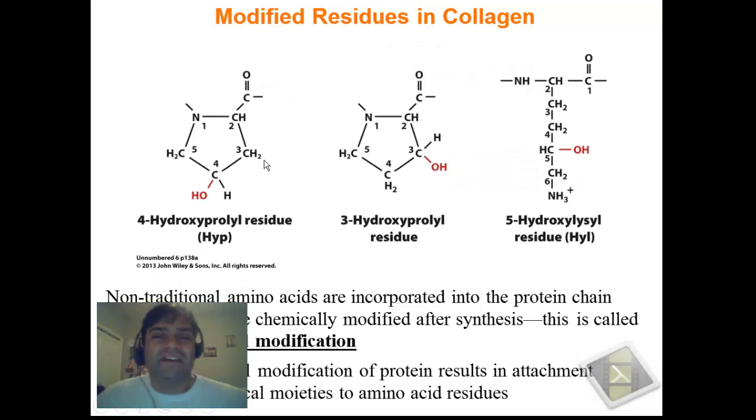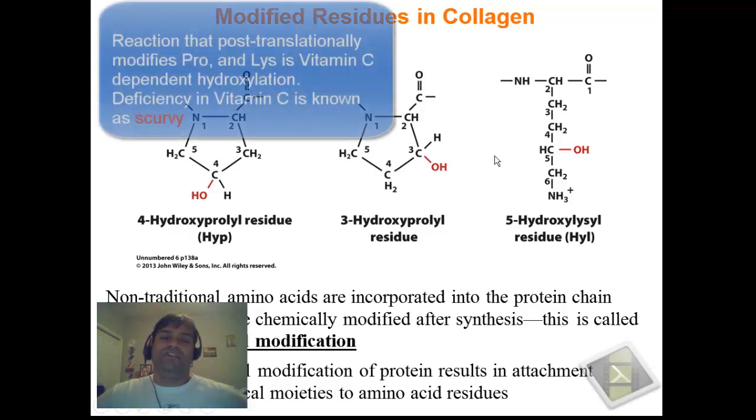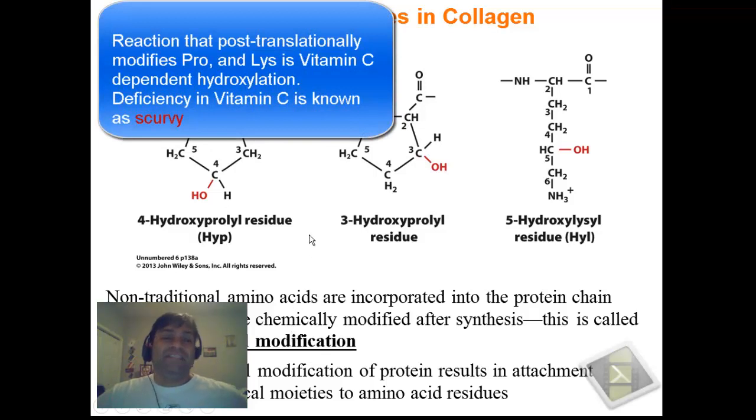One unique thing about collagen is its uniqueness in terms of its amino acid residues. You see here you have hydroxyl groups, hydroxyproline and hydroxylysine. These are added post-translationally, so these are post-translational modifications done after the ribosome synthesizes the protein. So it's done after translation. And this hydroxylation is actually vitamin C dependent. That vitamin C dependence makes vitamin C essential for health. Our body does not produce vitamin C. We need to get it from our diet.